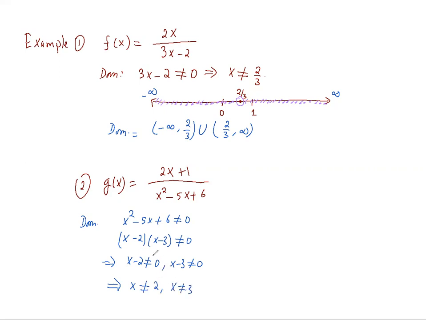So we can describe the domain of this function g in a sentence, saying that the domain of g is the set of all real numbers except 2 and 3. Now we're going to put that into interval notation. So let's draw the number line. We have a reference point 0, and we have these two numbers 2 and 3. These two numbers are not included, so we use open circles at 2 and 3, and then we highlight everything except 2 and 3.